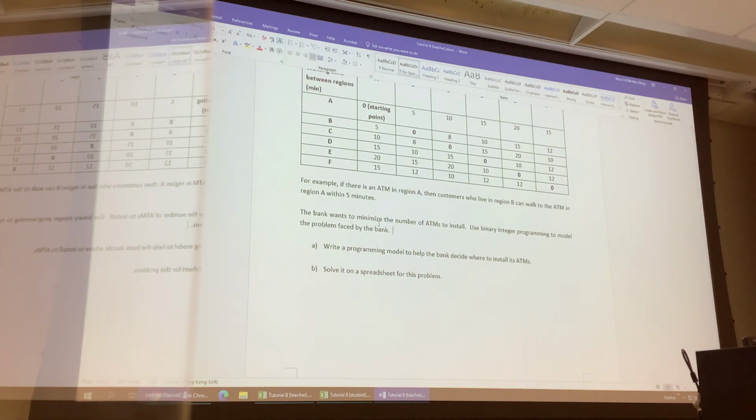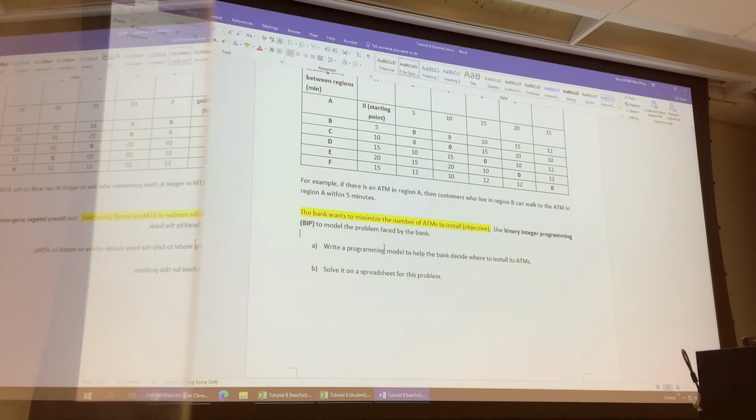The bank wants to minimize the number of ATMs to install. So here you have the objective. Use binary integer programming to model the problem faced by the bank. So the question is asking us to use the BIP, yes, binary integer programming.